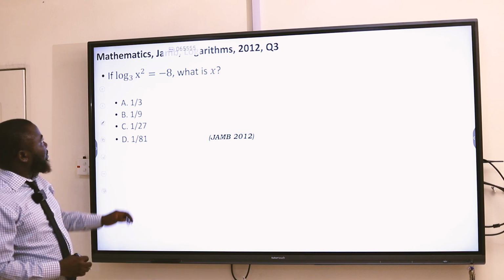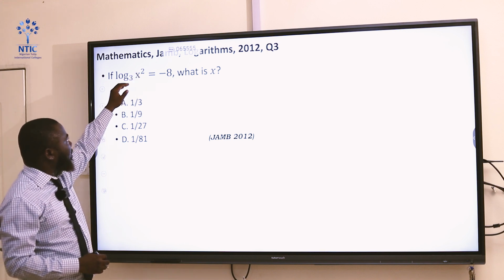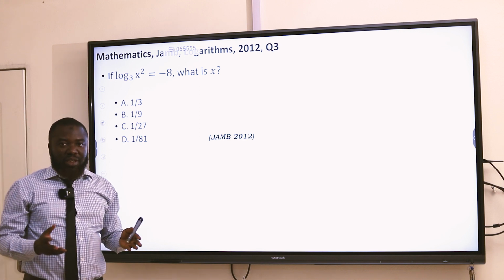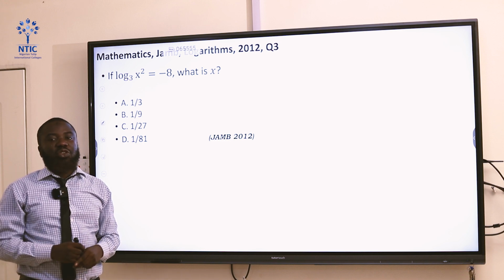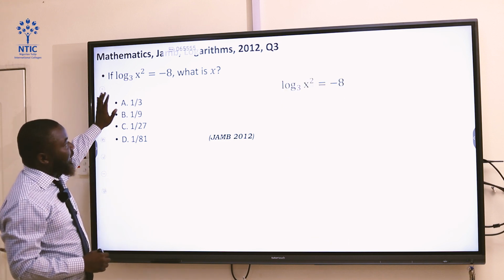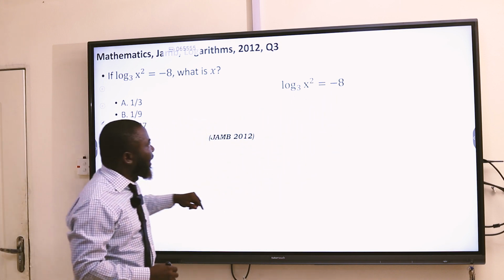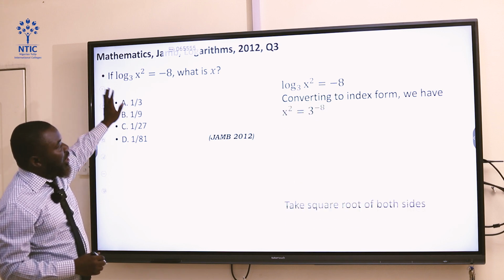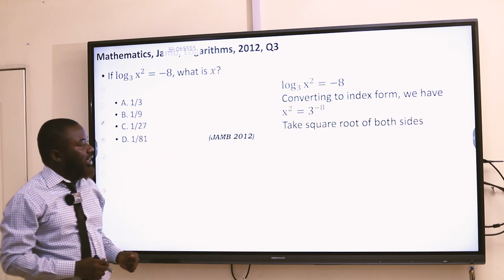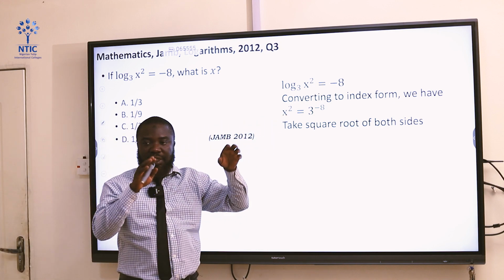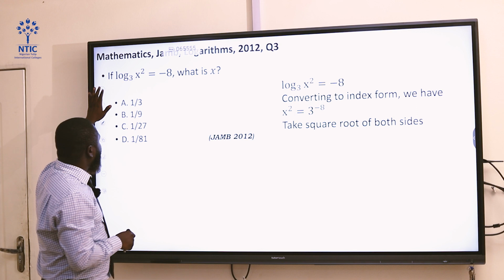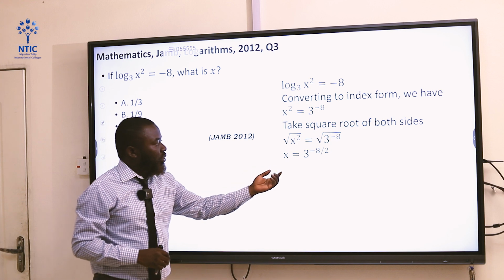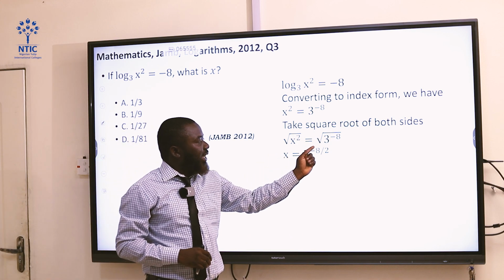Question number 3 says, if log x squared to base 3 is equal to minus 8, what is x? This is as simple as converting it to index form. So we're going to take the 3 to the power of minus 8 and equate it to x squared. And when we do that, we are going to have x squared equals 3 to the power of minus 8. Because here is x squared, we're going to take the square root of both sides in order to have our x standing on its own. And this is going to give us x equals 3 to the power of minus 8 over 2.